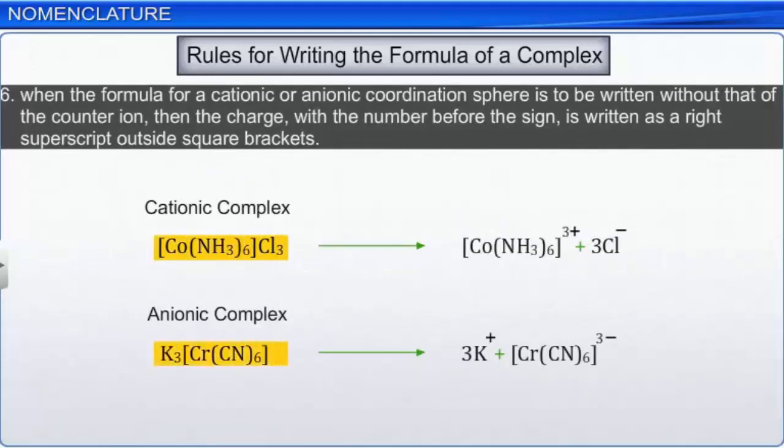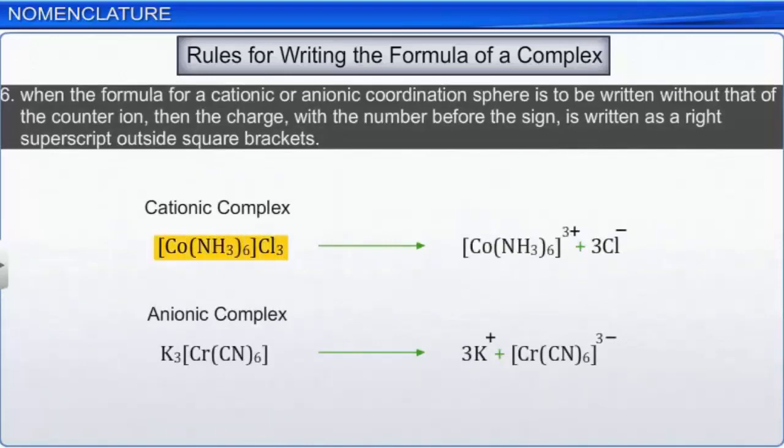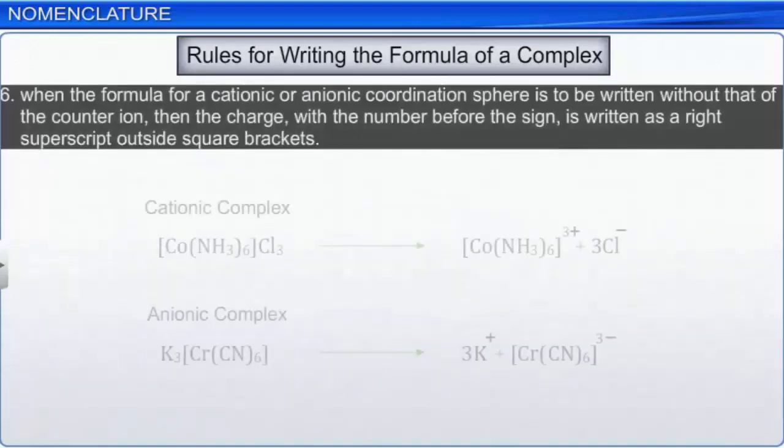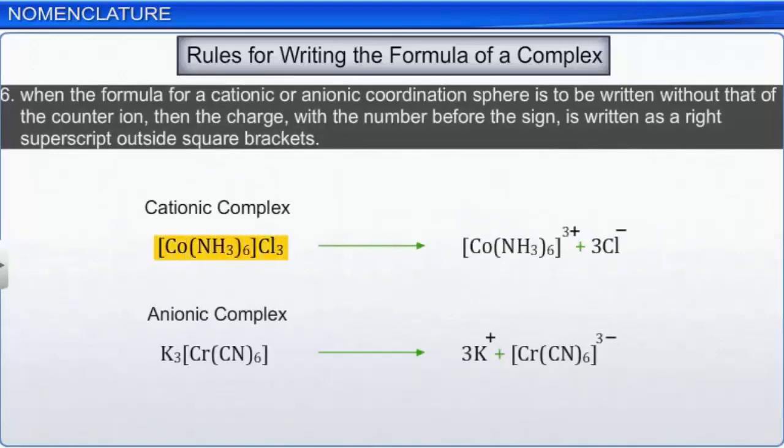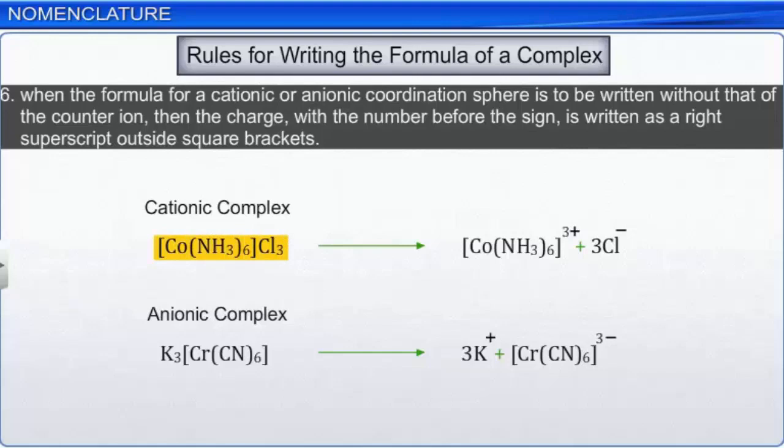So the first complex is a cationic complex. The counter ion is the chloride ion, and there are 3 counter ions. When you write the cationic complex, the charge is denoted as 3 plus as a superscript. The second example, potassium hexacyanidochromate, is an anionic complex. The counter ion is the potassium ion, and there are 3 potassium cations. So the anionic complex is written like this: hexacyanidochromate 3 minus.